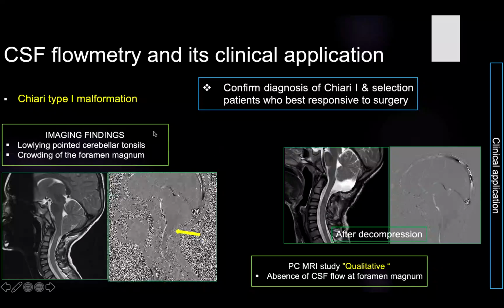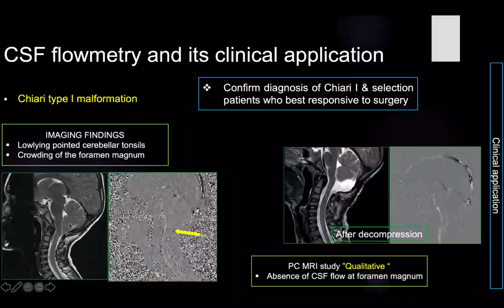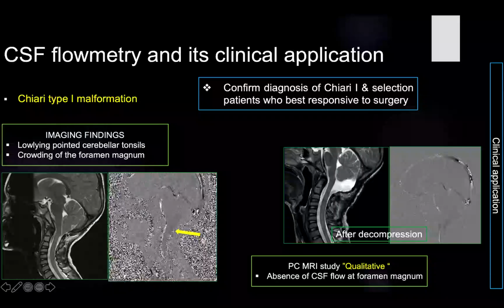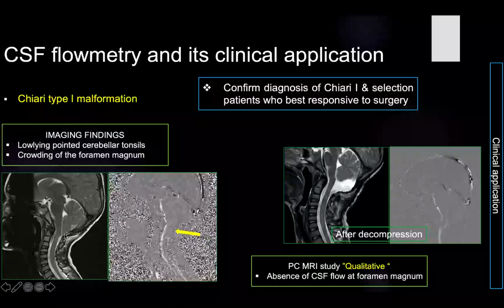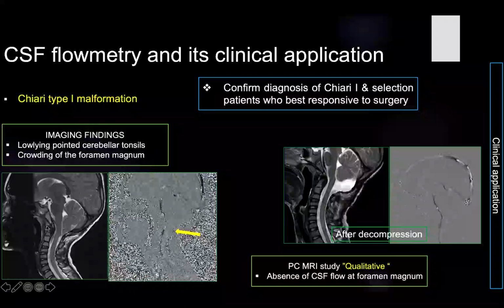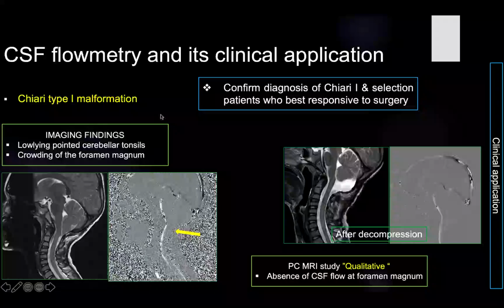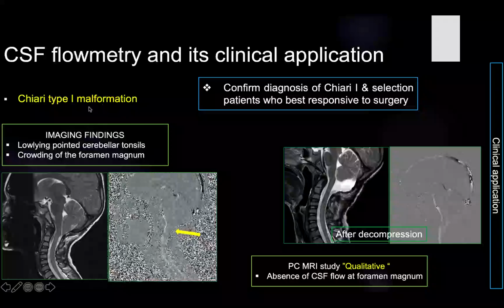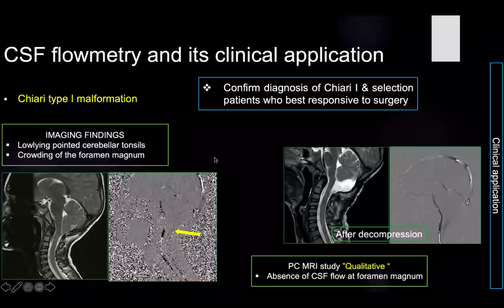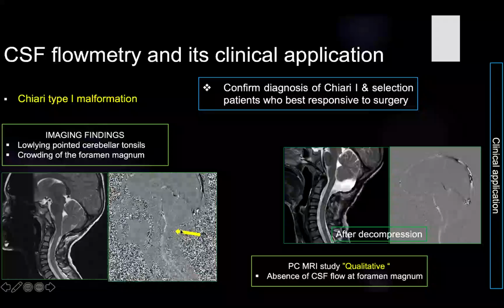The second application of CSF flowmetry is in Chiari type 1 malformation. As we know, in Chiari type 1 malformation there is crowding of the posterior foramen magnum and low-lying tonsils that are peaked inferiorly. These are the classic features of Chiari type 1 malformation. The role of CSF flowmetry here is confirming the diagnosis, and this can be done by qualitative assessment of the CSF flow along the foramen magnum.